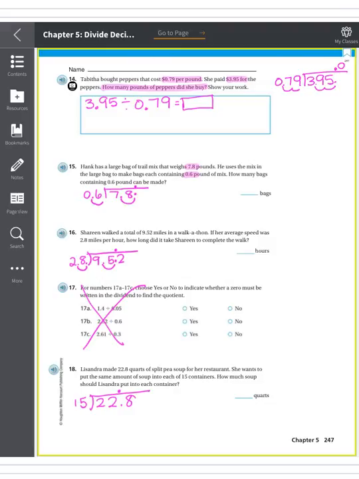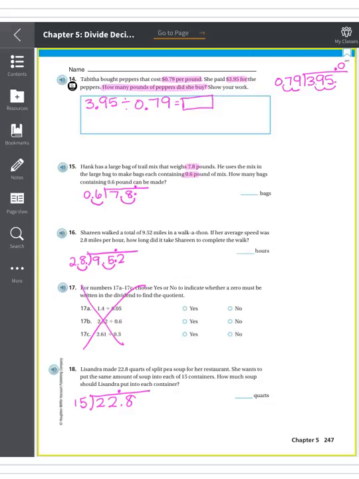Okay, boys and girls, this is page 247. I want you to go ahead and go through each of these. Number 14, it says Tabitha bought peppers that cost 79 cents per pound. She paid $3.95 for the peppers. How many pounds of peppers did she buy? You're going to need to show your work for that.